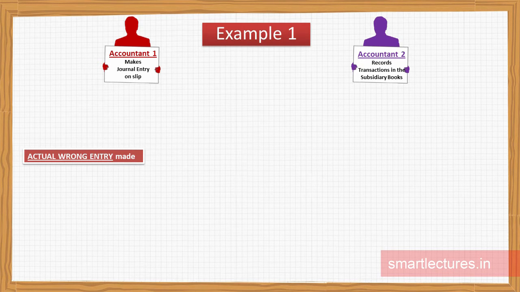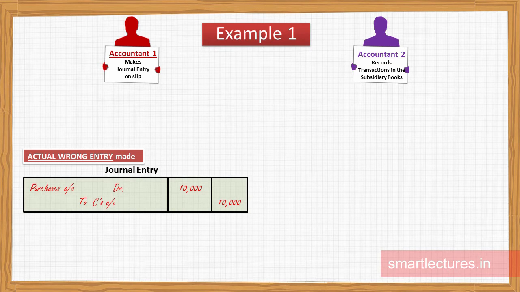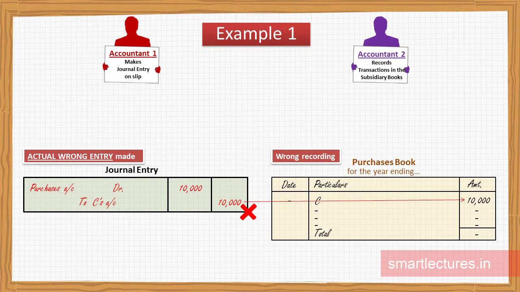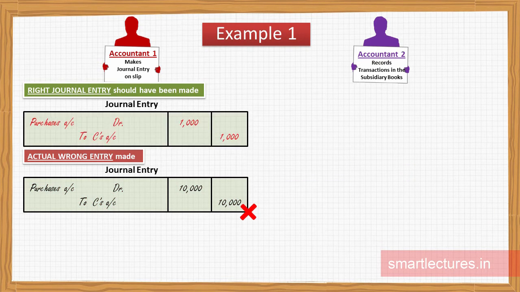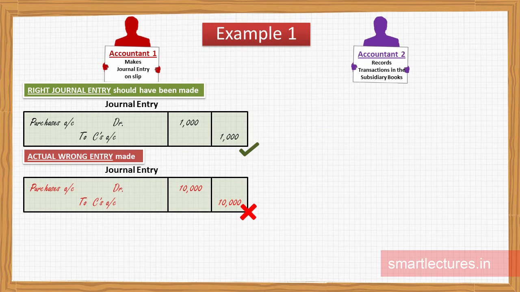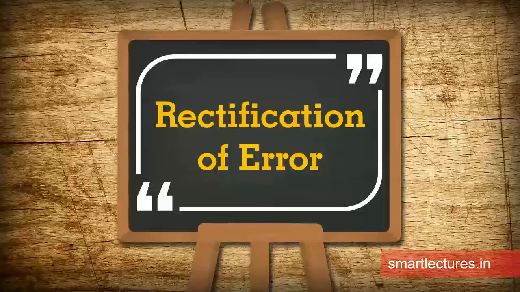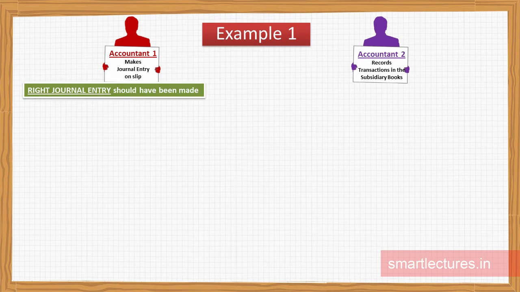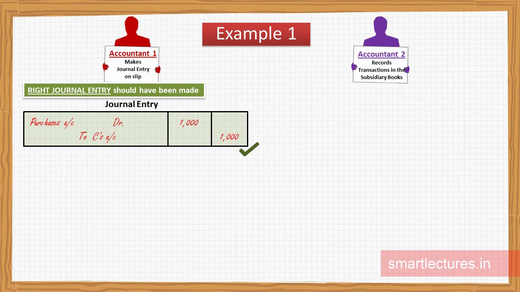The wrong journal entry that has been made by the first accountant is purchases account debit to C, rupees 10,000. And what the right journal entry should have been? That should have been purchases account debit to C, rupees 1,000. So wrong entry is purchases account debit to C 10,000 and the right entry is purchases account debit to C 1,000. So how can we make rectifying journal entry? First of all, pass the right journal entry that has not been passed. Now we are going to pass the right journal entry, that is purchases account debit to C, rupees 1,000.